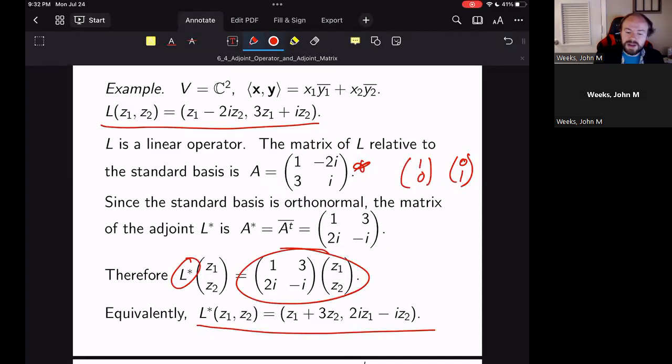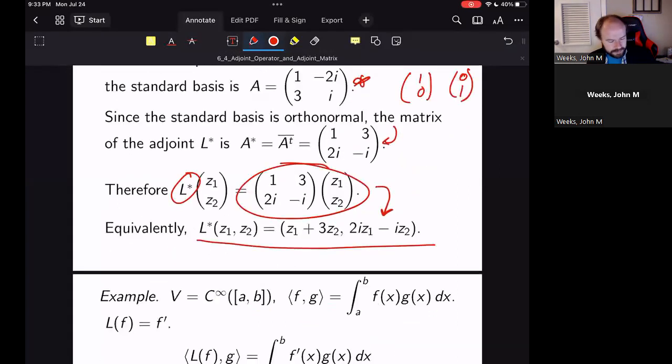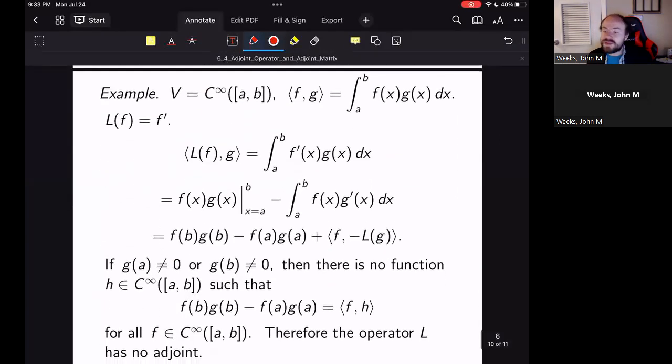I can get the formula for L star by first translating it into the matrix of L, and then taking the adjoint of that matrix and then rewriting what that matrix is in terms of its linear operator, essentially just writing out what each component yields when I multiply this matrix times Z1, Z2. All right. But we could also do this in functional spaces.